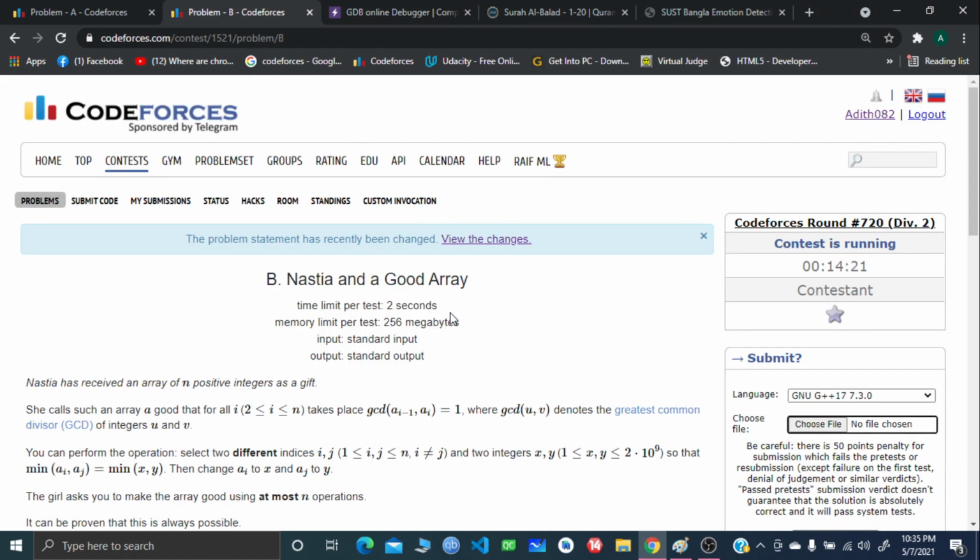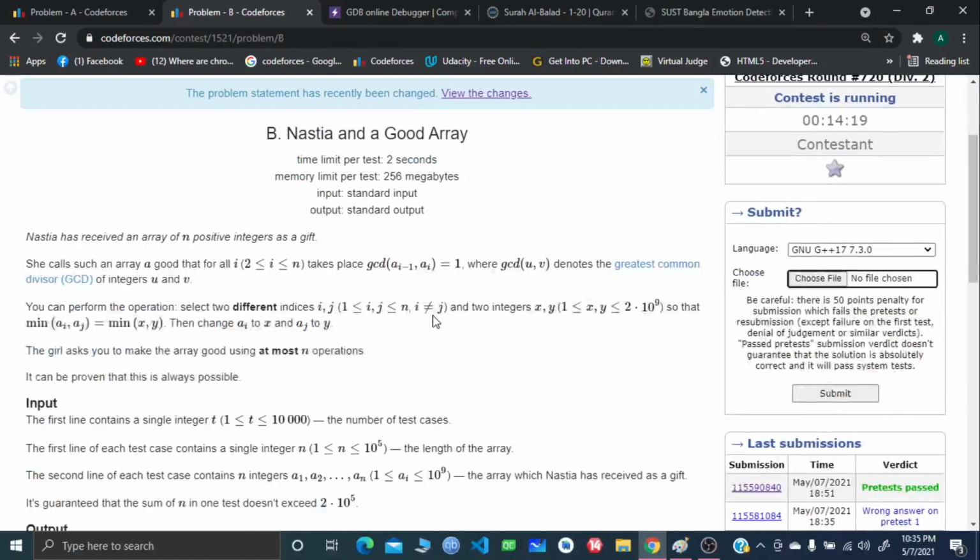Now, about time, let's jump into problem B. This was quite interesting.